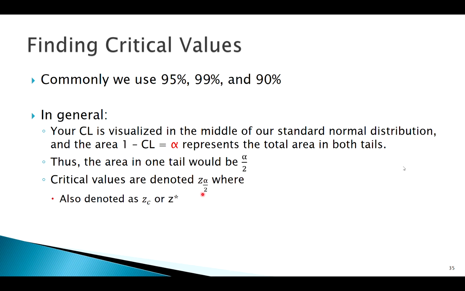So your critical value technically should be denoted like this, your z of alpha over 2. But I've also seen it like this, z_c or z star. Now z star is a quick, easy way of doing it. So lots of times that's how you'll see it written in my notes, z star.